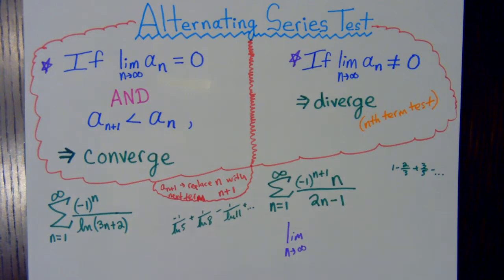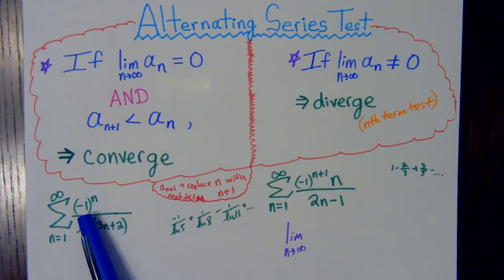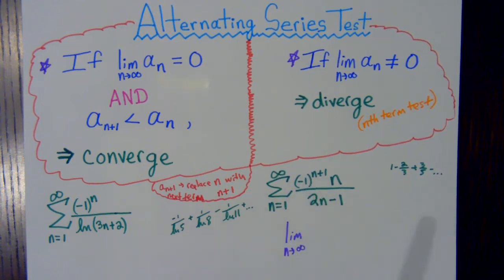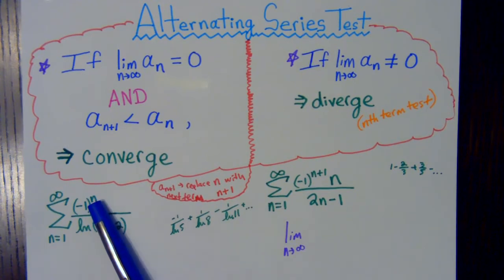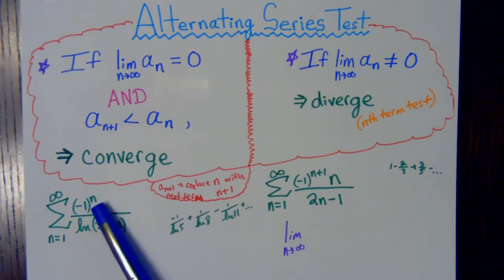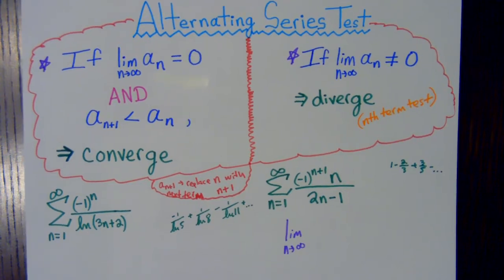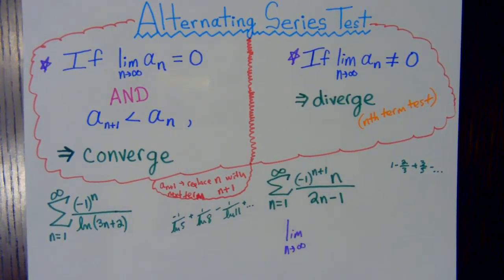Most times when you see an alternating series, you'll see the notation -1 to the n or -1 to the n plus 1. Let's talk about why it's going to cause it to alternate. If I plug in 1, you have -1 to the first, which is a negative number. If I plug in 2, you have -1 to the second, which is a positive number. So when you plug in the numbers, the signs are going to alternate. A lot of times you will see that notation in the problem that tells you it's an alternating series.